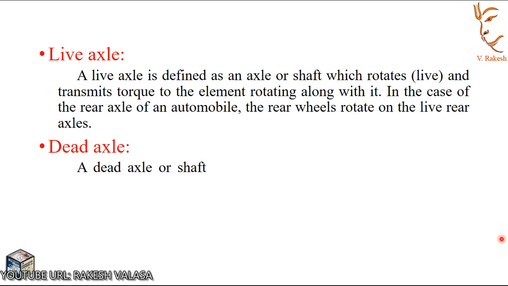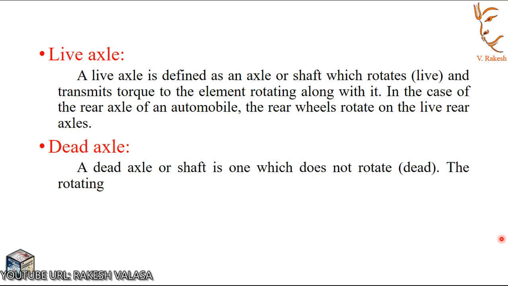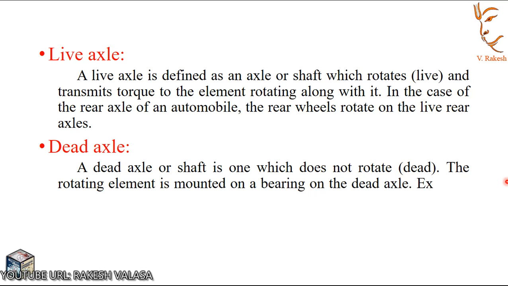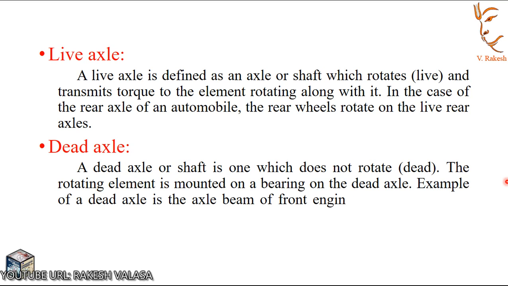Next one is dead axle. A dead axle or shaft is one which does not rotate, that means a dead position. The rotating element is mounted on a bearing on the dead axle. Example of a dead axle is the axle beam of front engine, rear wheel driven vehicle.